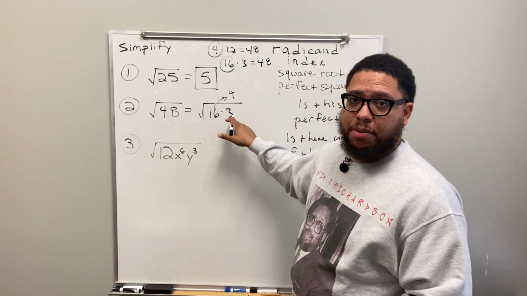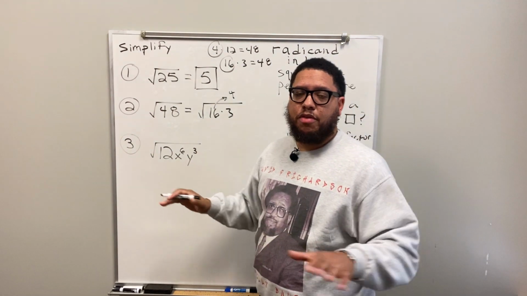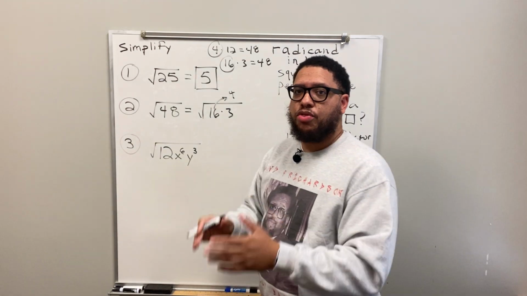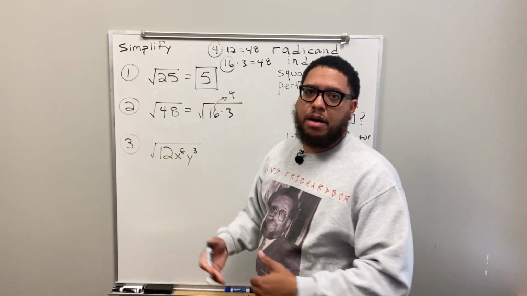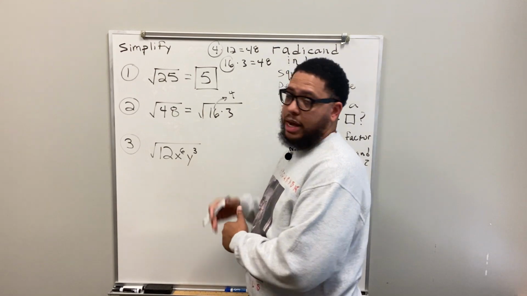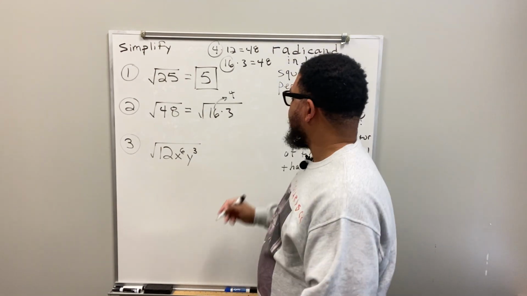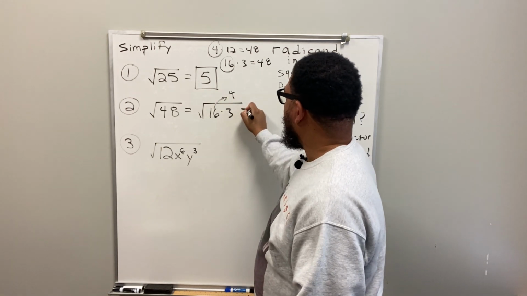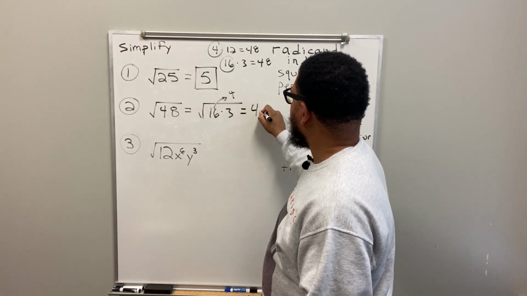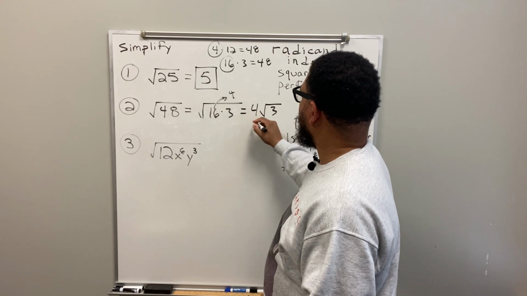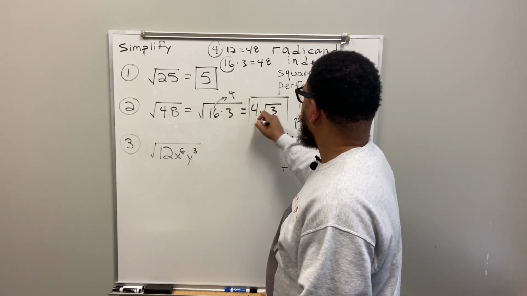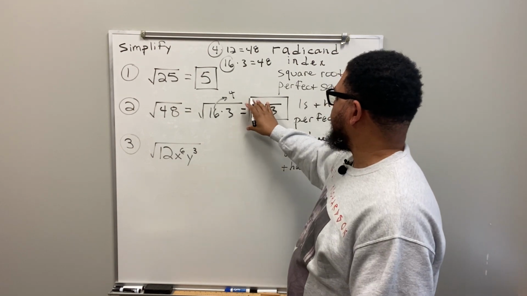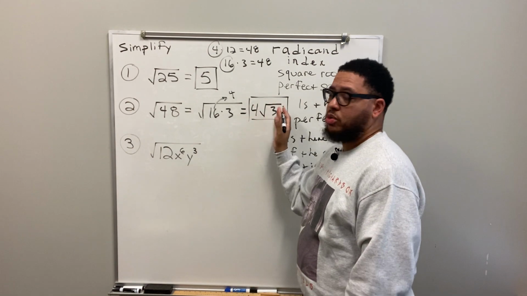The 3 is not perfect. 3 is not a perfect square. There's no whole number that can be multiplied by itself to equal 3. So 3 has to stay in the house. 3 can't come outside. 3 got to chill inside the house. So now I got the 4 outside. I'm not going to write it on top of the radical sign. I'm going to write it next to the radical sign. And I got 4 root 3. And that's my final answer for that. So for number 2, I got 4 root 3, or 4 times the square root of 3.